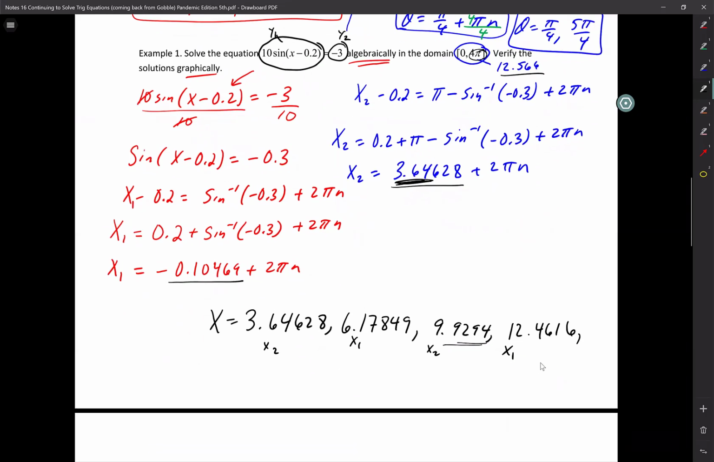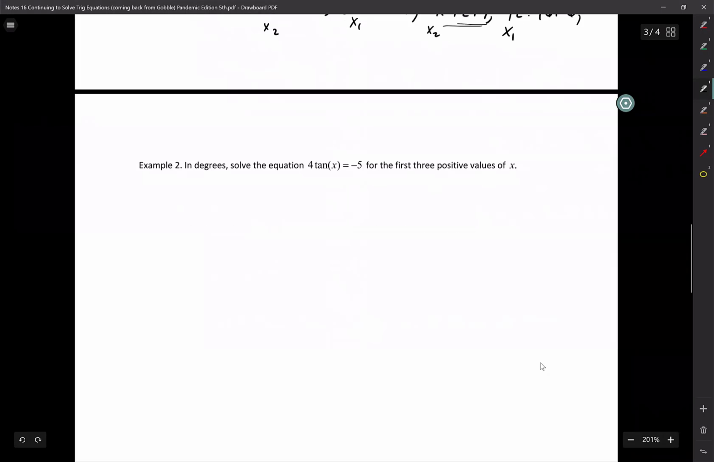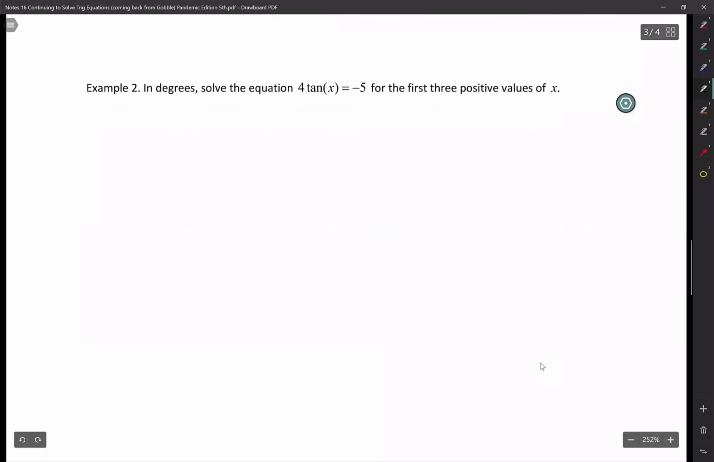Okay, here we go. So now this one says example 2. This one's in degrees. So I'm going to change my mode to degree mode. And it says solve the equation 4 tan x equals -5 for the first 3 positive values of x. Okay, so 4 tan of x equals -5. I'm trying to solve for x. So they're being nice to me, nothing crazy. First thing I do is just divide by what? Yeah, just divide by 4. So tan x equals a negative 5/4.